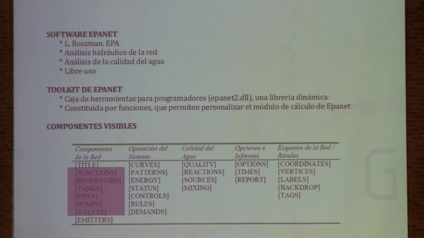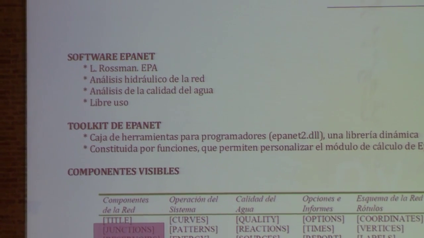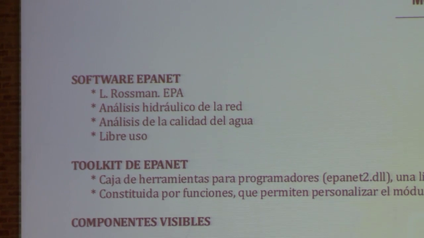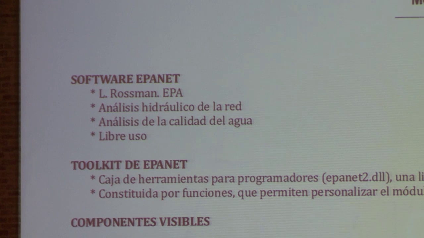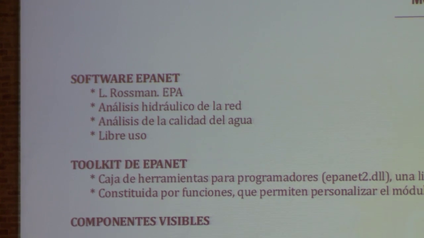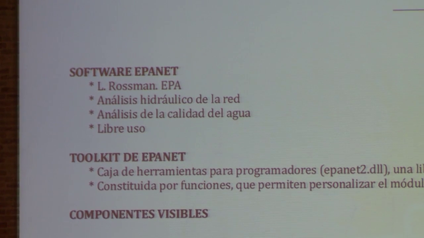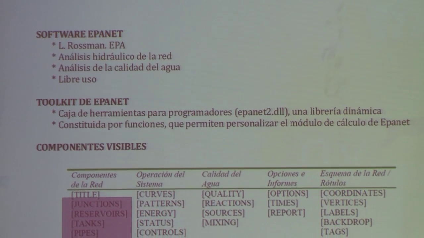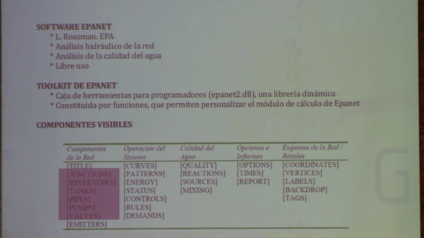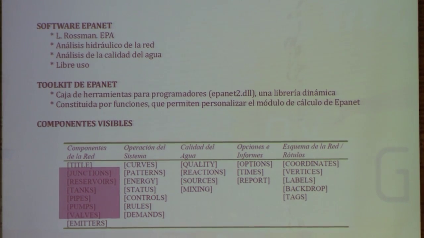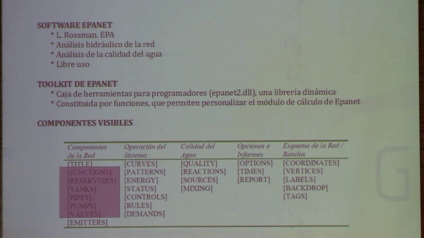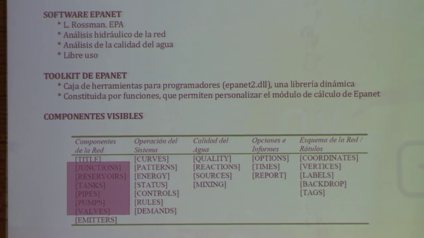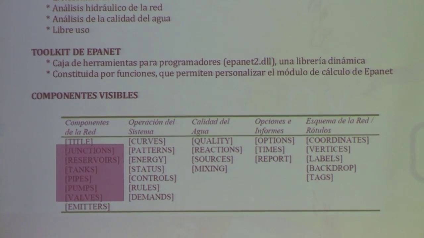There was an explanation about what the EPANET software is. To summarise, it was developed by Rossman, who worked at the EPA, the Environmental Protection Agency in the United States, and it does hydraulic analysis of water quality. It's free software, and the code is also open. It can be downloaded, and you can do things with it. It's also got a toolkit, which is a dynamic library, where a developer can customize the calculation model.